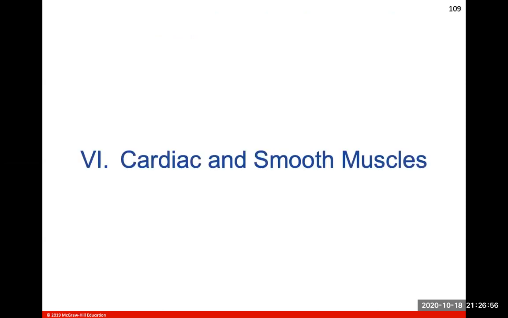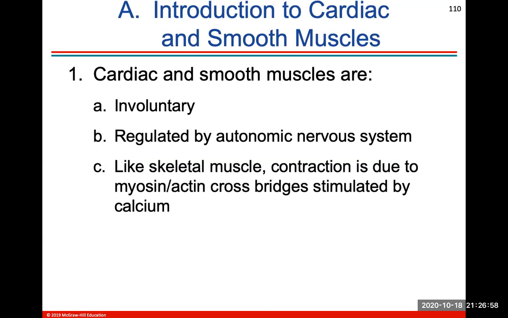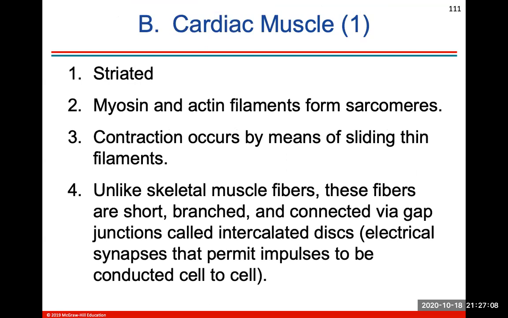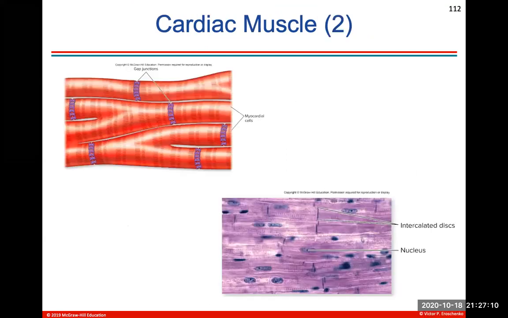Cardiac and smooth muscle. This is just where we'll end the PowerPoint, reviewing cardiac and smooth muscle. This should be a review from anatomy, so I'll let you review this on your own: what the characteristics of cardiac muscle are versus smooth muscle, and what they both look like. So here's cardiac muscle connected. The intercalated discs have gap junctions, which allow the electrical signal to pass through simultaneously.